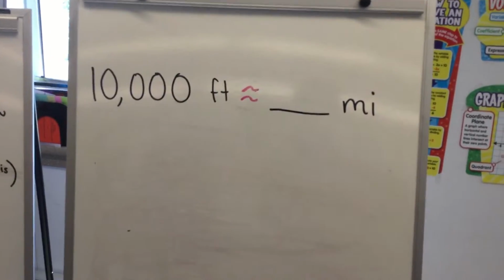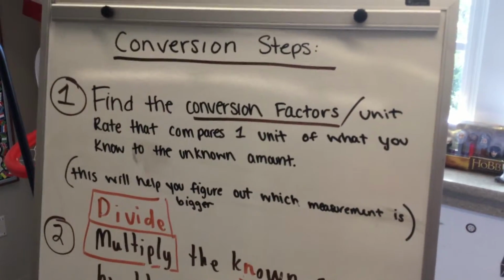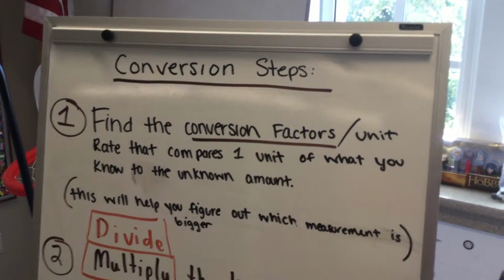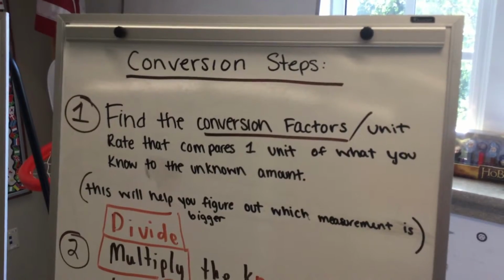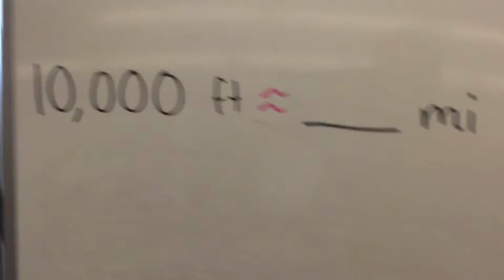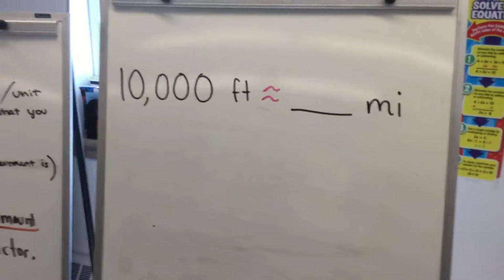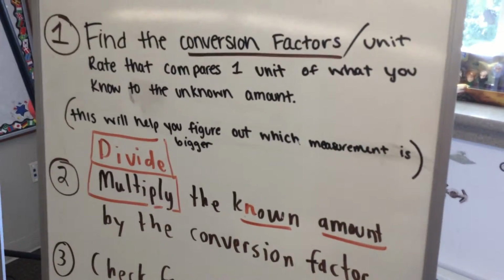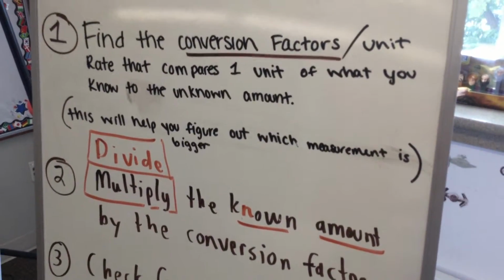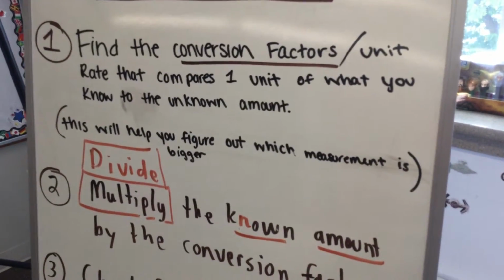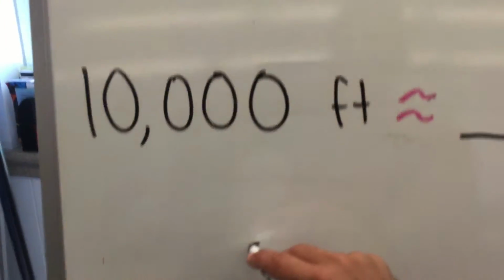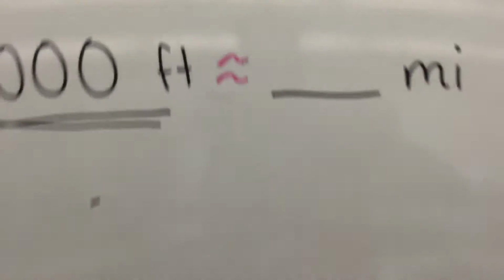Okay, well, first of all, you need to know the conversion factor. So you need to find the conversion factor or the unit rate that compares one unit of what you know to the unknown amount. Okay? So really, to word this differently, it's one unit that's the easiest way to do this. Feet are smaller than miles. We know that because we're Americans and we use this system. So when you find the conversion factor, or you maybe know the conversion factor, it'll help you know which one's bigger. I know that 10,000 feet is going to be bigger than the answer of how many miles this is.